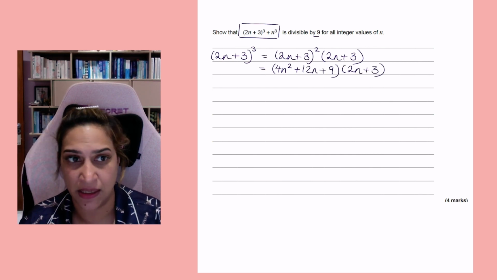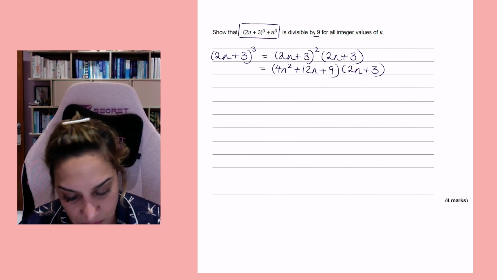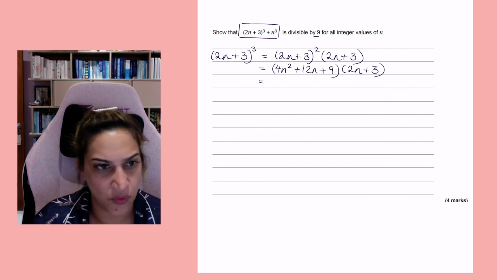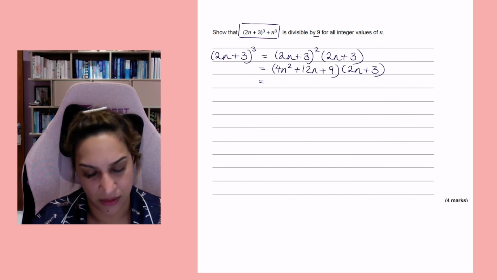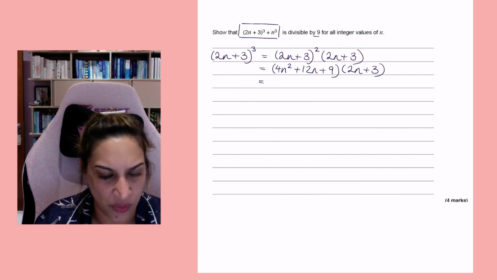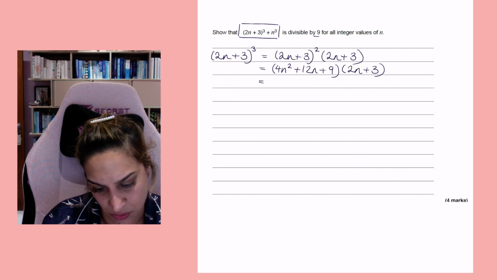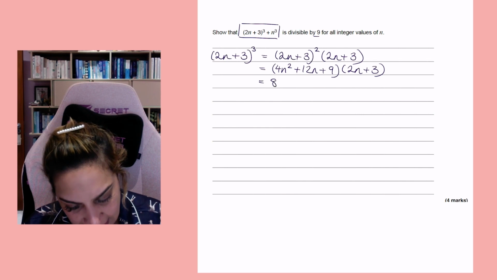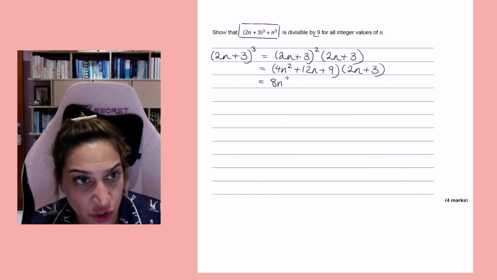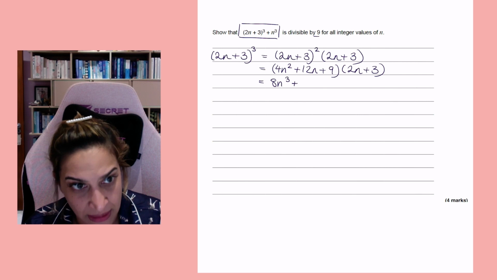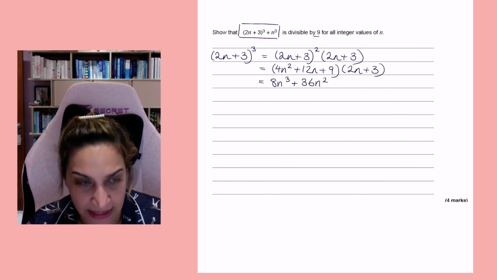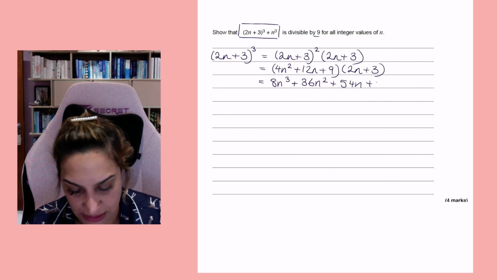I'm doing this quite quickly. Obviously take your time and write it all out. And then you're going to have 4n squared times 2n, so we're going 4 times 2 here. So we're going to get 8n cubed plus 36n squared plus 54n plus 27.